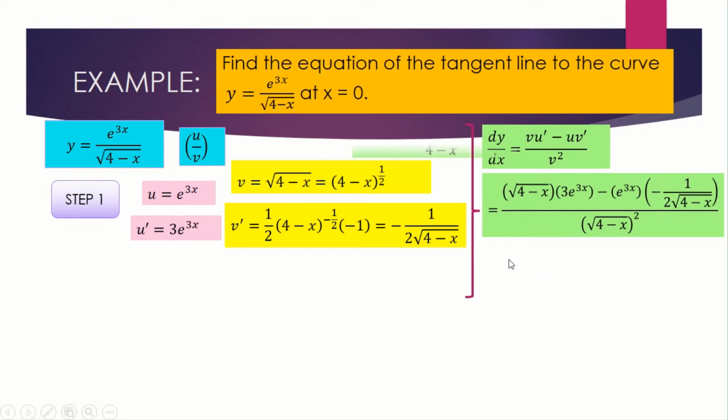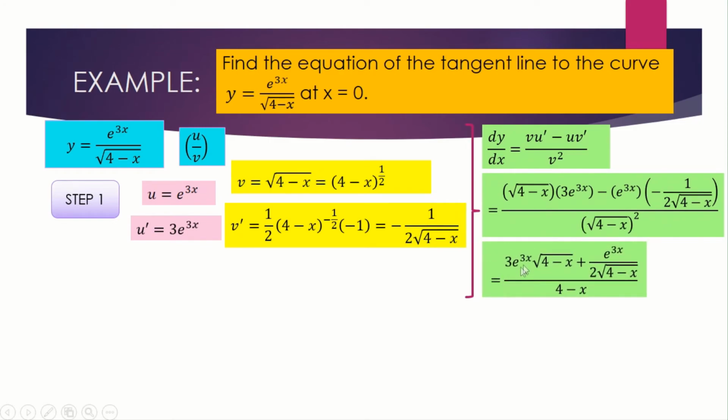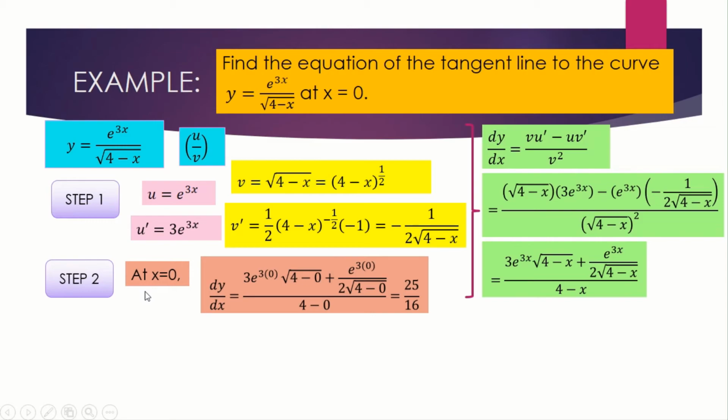After we simplify it, we can write dy/dx as 3e to the power of 3x times square root of 4 minus x plus e to the power of 3x divided by 2 square root of 4 minus x, all divided by 4 minus x. So that is the dy/dx at x equals 0. In step 2, we substitute x with 0 in dy/dx. Every x we replace with 0. After we simplify it, we get 25 over 16. So this is the slope of the tangent line, which we denote as m. So m is 25 over 16.